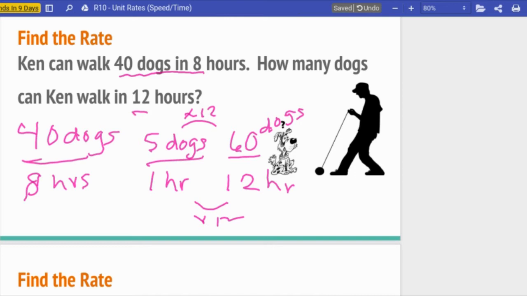So again, we needed to scale down to find the unit rate, and then we needed to scale up. You could have also scaled down by 2 and gotten 20 dogs in 4 hours, and then times that by 3 to get to 12 hours as well. So you could have done it without the unit rate if you wanted to.